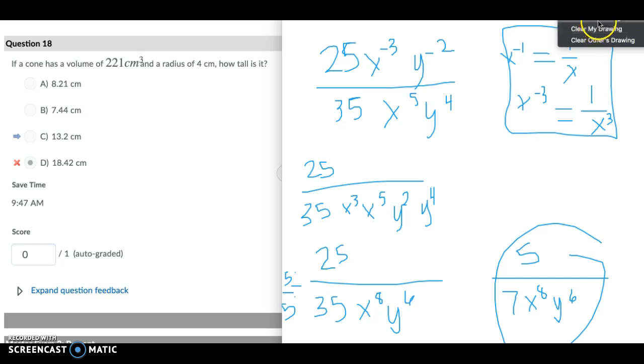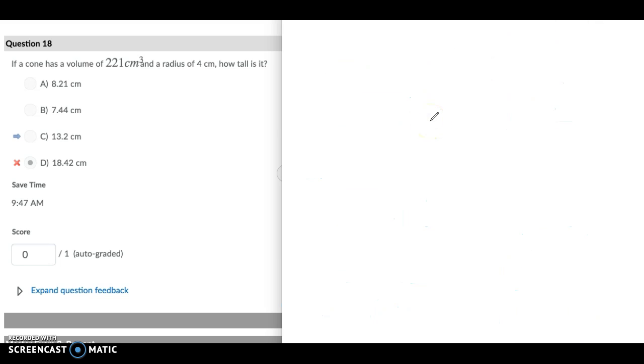A cone has a volume of 221 centimeters squared. The radius is 4 centimeters. What is the height? So I'm going to try and find the height.